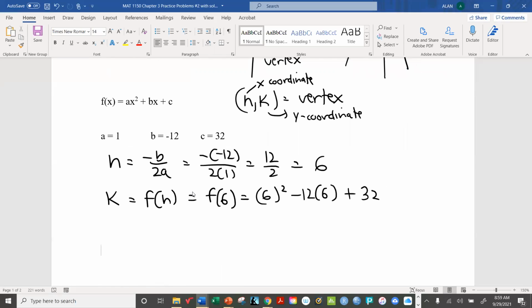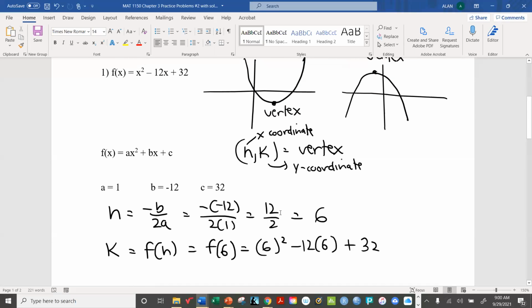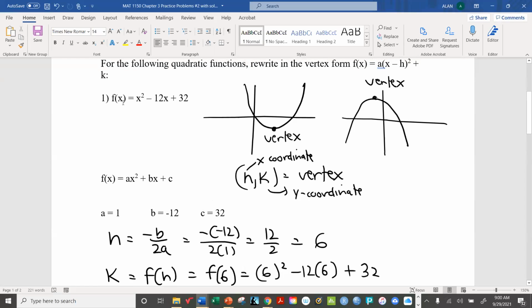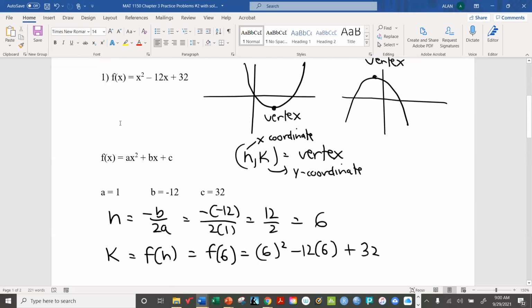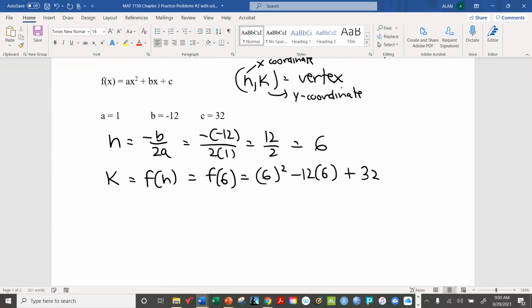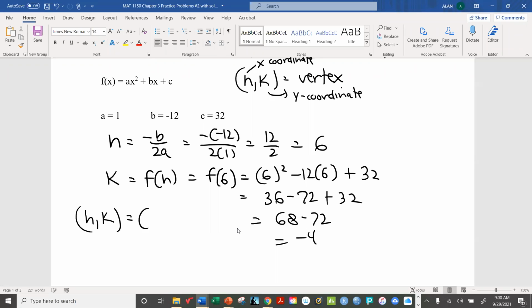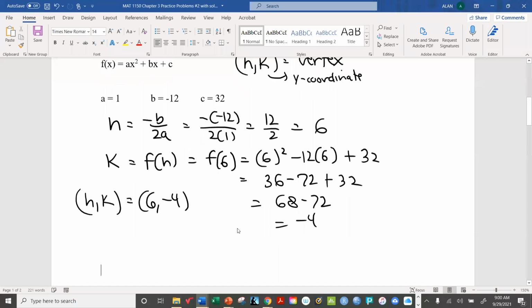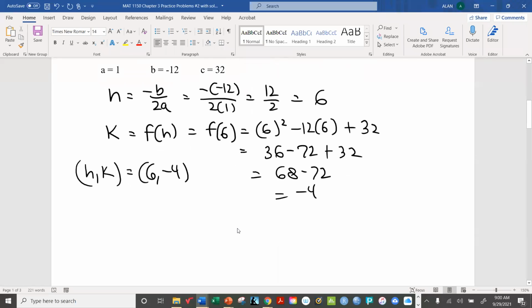All right, so everyone sees how that works. Once you know what h is, substitute that back into the original function, and that will give you your k. So here that would be -4. All right, so what this means is that the vertex is 6, -4.